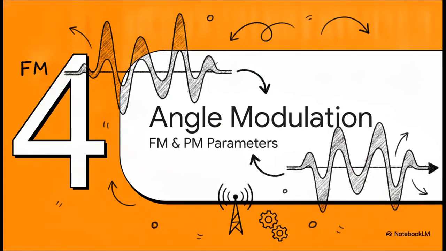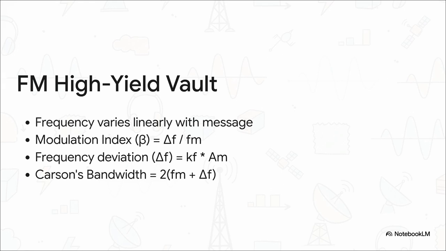Okay, smoothly moving away from varying amplitude, let's jump into angle modulation, specifically FM and PM. For FM, your frequency varies linearly with the message signal. Your modulating index here is beta, which equals frequency deviation divided by modulating frequency. But remember, frequency deviation is the frequency sensitivity constant multiplied by the message amplitude. Then you've got Carson's rule for bandwidth, 2 times the sum of the modulating frequency and frequency deviation.